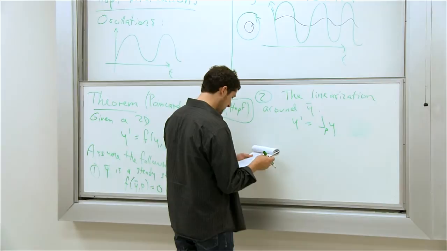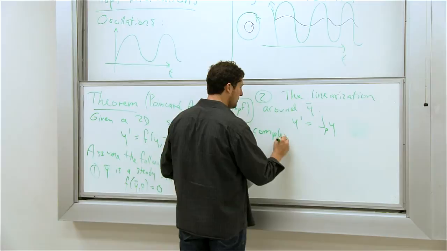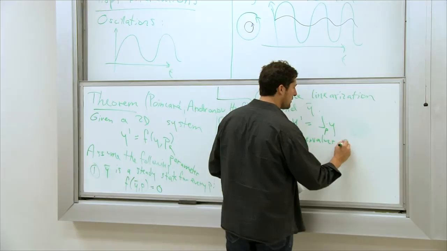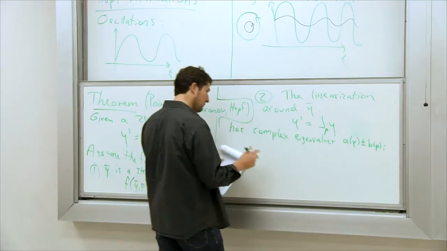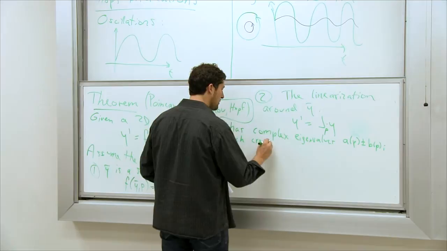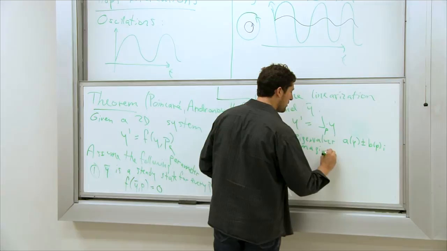Has complex eigenvalues a(p) plus or minus b(p)i, which cross the imaginary axis. Okay, so this is what I mean by that.